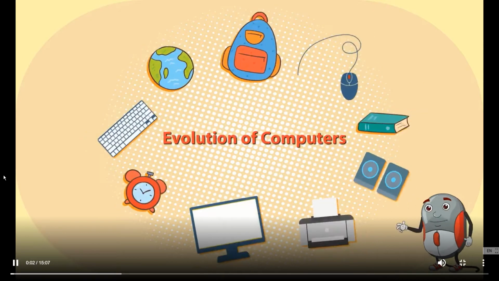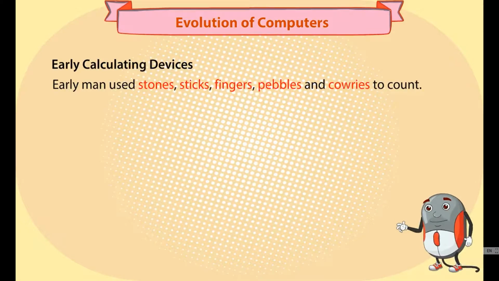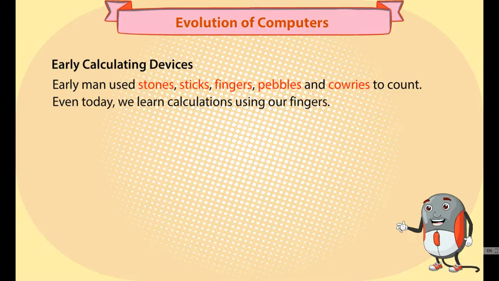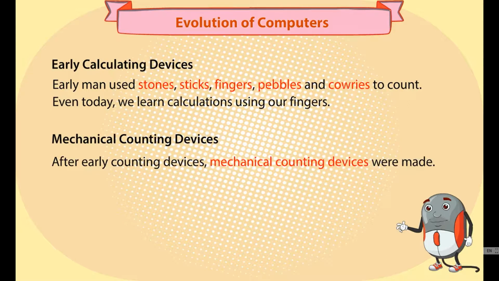Evolution of computers. Early calculating devices. Early man used stones, sticks, fingers, pebbles, and cowries to count. Even today, we learn calculations using our fingers. Mechanical counting devices. After early counting devices, mechanical counting devices were made.